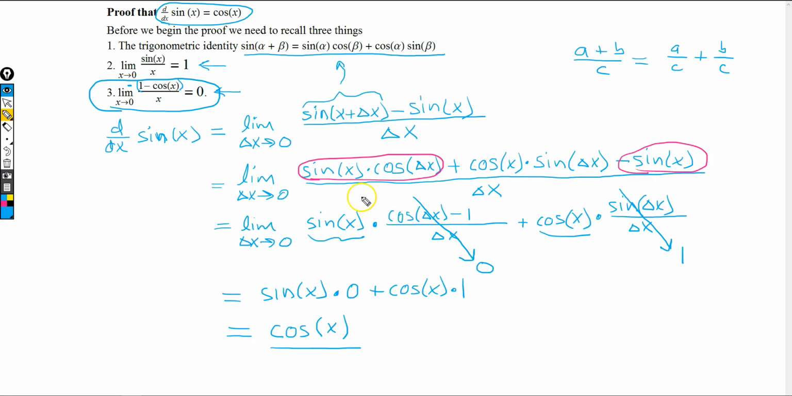Alright, and that does it for this lesson on the derivative of the sine and cosine functions. And later on, when we have a few more tools at our disposal, like the product rule and the quotient rule, we'll be able to evaluate the derivative of the other trig functions.